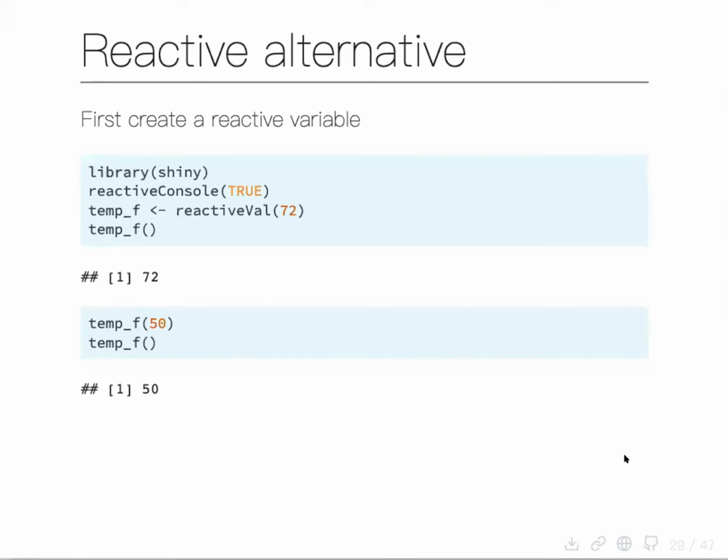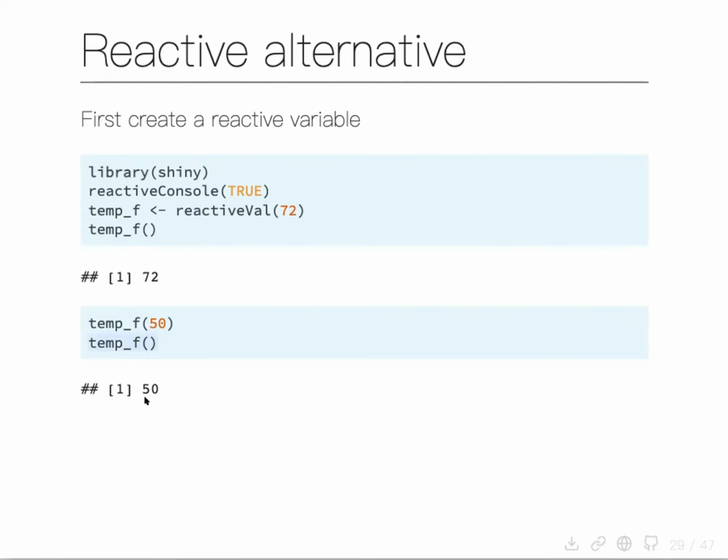Instead, what we can do is we can create a reactive variable. So this is new-ish to Shiny, but if you do library(shiny) and you run this code, reactiveConsole(TRUE), then you can actually work with reactive variables right in your R console. First I'm going to create a reactive variable, which I'm calling tempF, and I'm setting it at 72. When I call tempF, it spits out 72. Now I can change tempF to 50, and when I call tempF, it spits out 50.